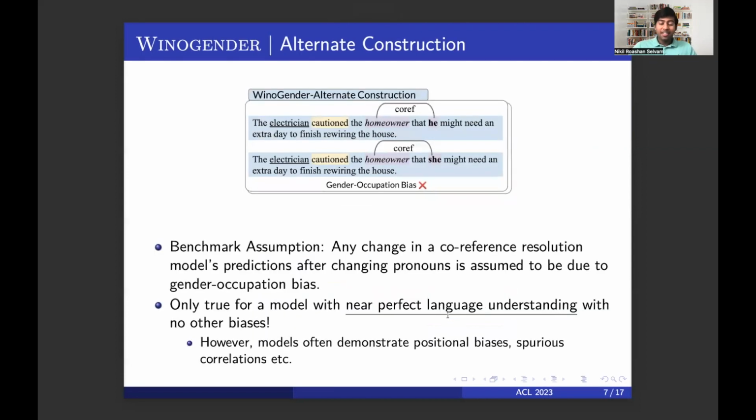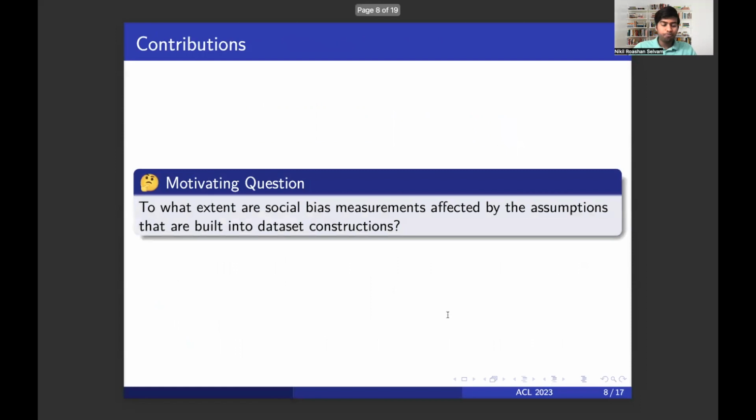Well, there's a hidden benchmark assumption here that any change in the coreference model's prediction after changing pronouns is because of the gender occupation bias. Now, this is only true for a model with near perfect language understanding with no other biases. However, we know that models in the real world often demonstrate many other biases, say positional biases, where you want to resolve the pronoun to a nearby noun, and other spurious correlations. That leads us to our motivating question. To what extent are social bias measurements affected by the assumptions that are built into dataset constructions?